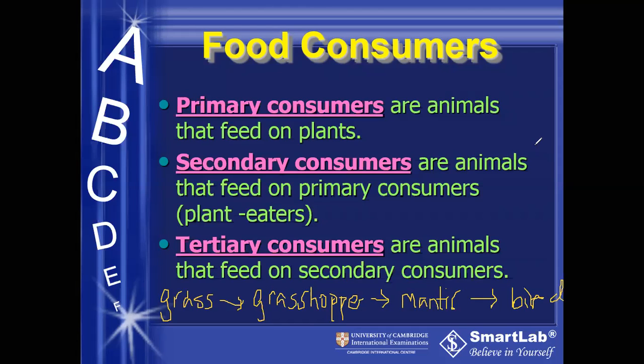So in this case, the grasshopper is the primary consumer, and the mantis is the secondary consumer, and the bird is the tertiary consumer. Grasshopper is the primary consumer because they feed directly on the plants. Mantis is the secondary consumer because they feed on the plant eaters, which is the grasshopper. And finally, bird is the tertiary consumer because they feed on the secondary consumers, which is the mantis.